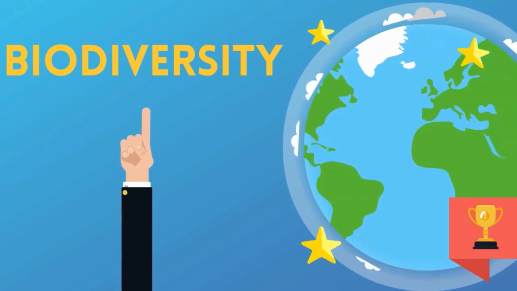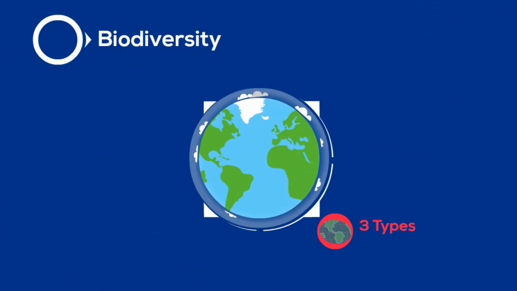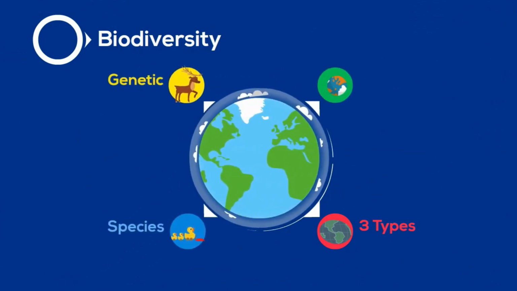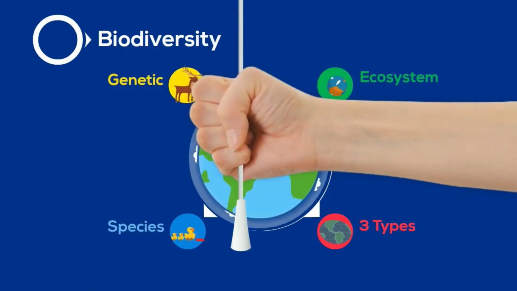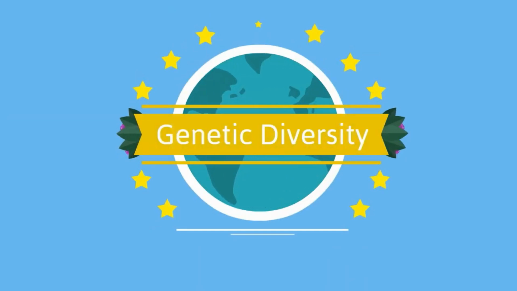Biodiversity can be broken down into 3 types. First, genetic diversity. Second, species diversity. And third, ecosystem diversity. Genetic diversity is the variety of genes which control inheritable characteristics that are present in a population or species.